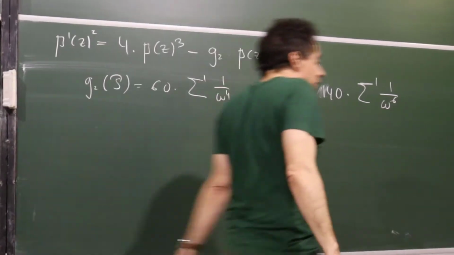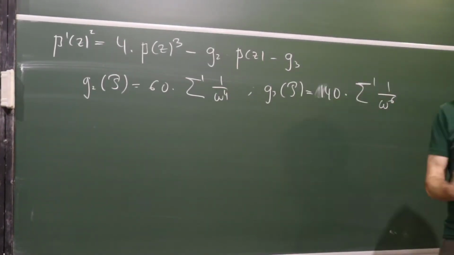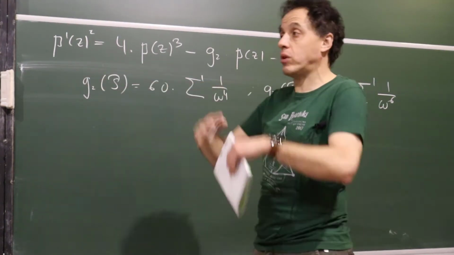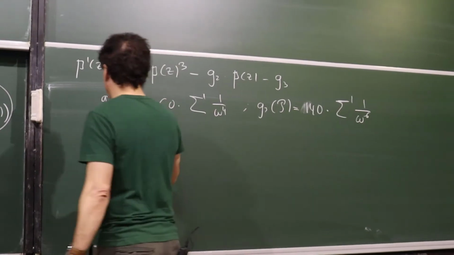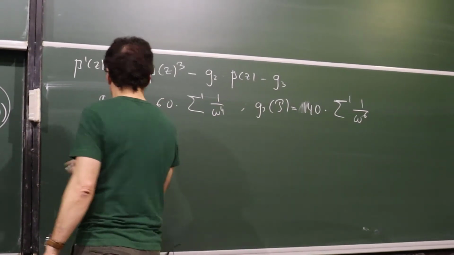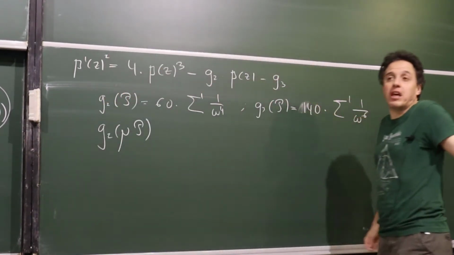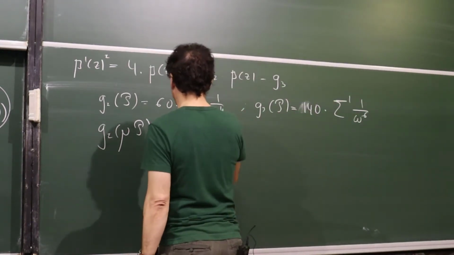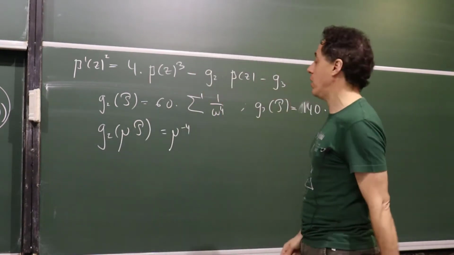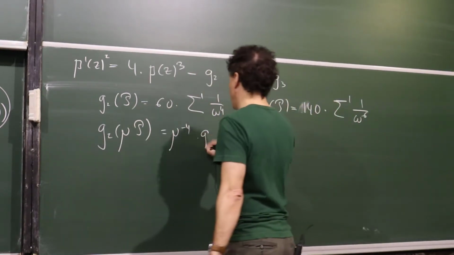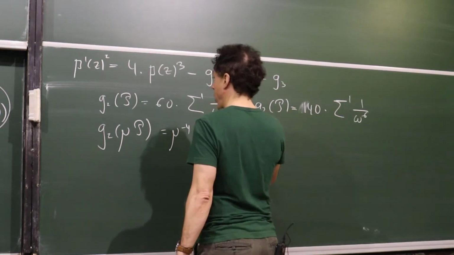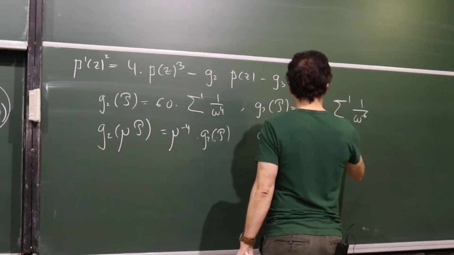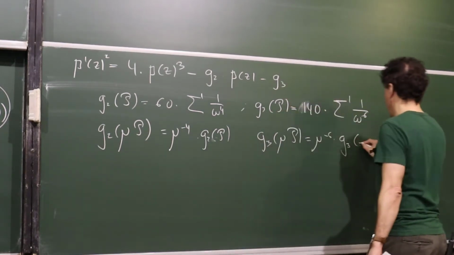You could have these numbers as functions associated to some lattice. It is quite clear that if you multiply your lattice by a constant, let's say you take a similar lattice, with mu any non-zero constant, it is quite clear from this expression that G2 becomes mu to the minus 4 G2, and G3 becomes mu to the minus 6 G3.